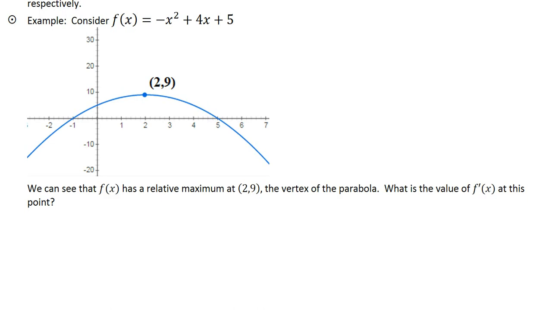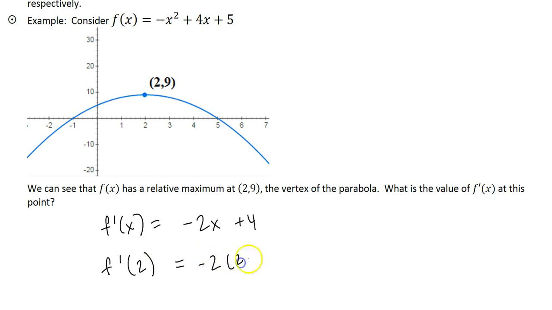So we can see from the graph of negative x squared plus 4x plus 5 that f of x has a relative maximum at the point 2, 9. This is the vertex of the parabola that is this graph. So what we're interested in is what is the value of f prime of x at this point. If I find f prime of x, that would be negative 2x plus 4. So if I plug in x equals 2 from the ordered pair, I would have negative 2 times 2 plus 4, which is negative 4 plus 4, which is 0. So in this case, my derivative is equal to 0.